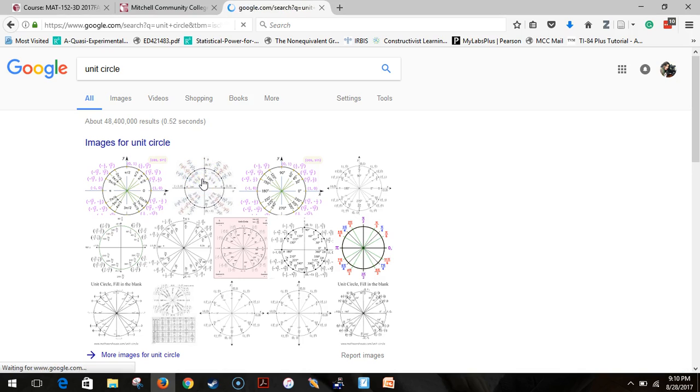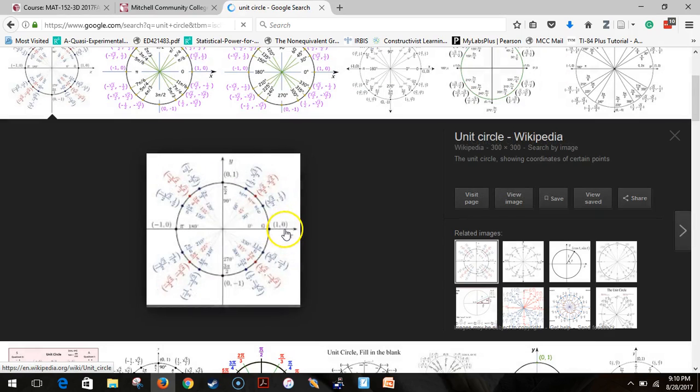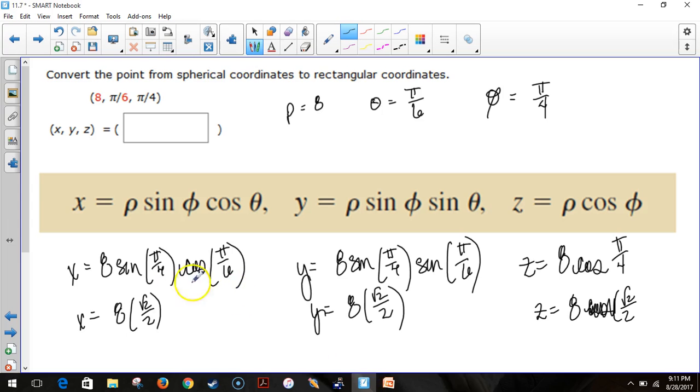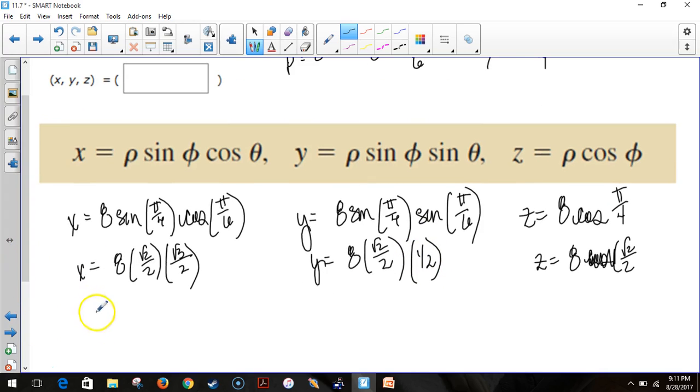And see what I have for pi over 6. Cos is radical 3 over 2. So that makes this a 1/2. And so how about x being a 2 radical 6, y equaling a 2 radical 2, and then z, that's not really there, a 4 radical 2.